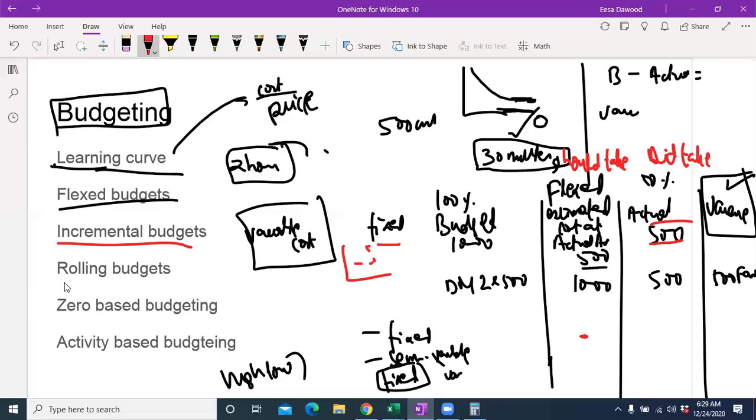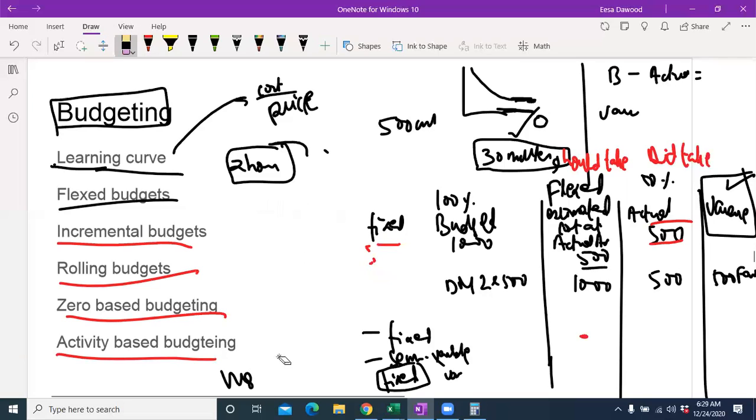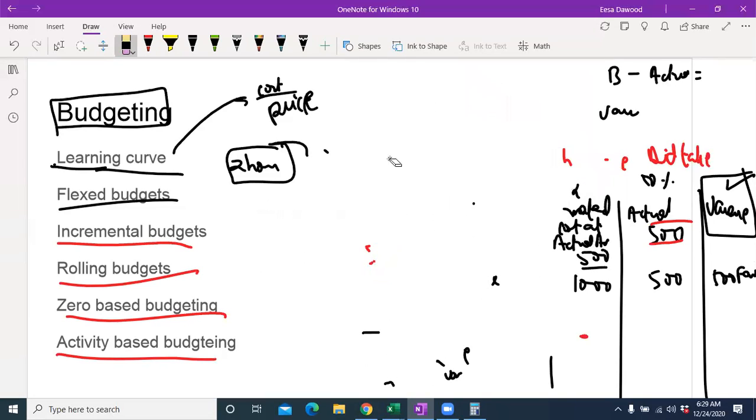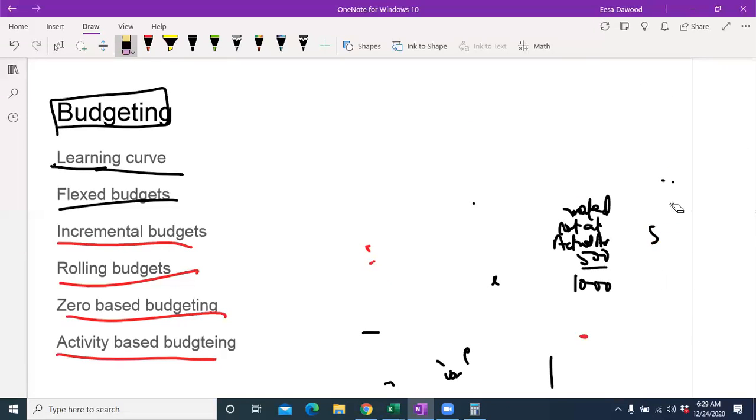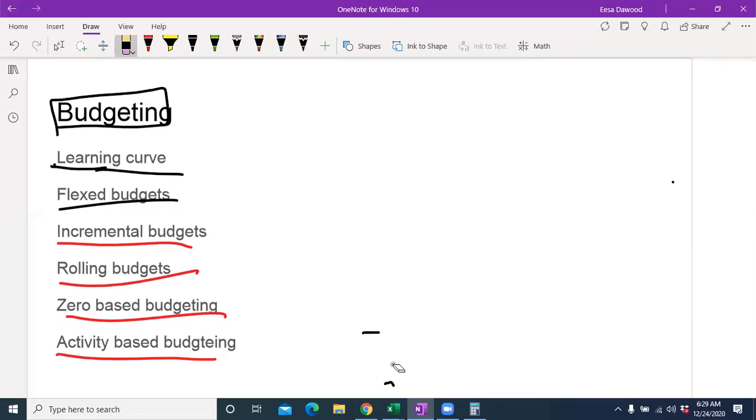Then you will study incremental budget, rolling budget, zero-based budget, activity-based budget. There are different budgeting techniques. Incremental budget: how am I going to set the next year budget? I will start from the current year budget and I would simply incorporate any known change I have, or any inflation. I would incorporate any known change and inflation, and I will be able to set my incremental budget. I have just added the increments on top of the last year budget.